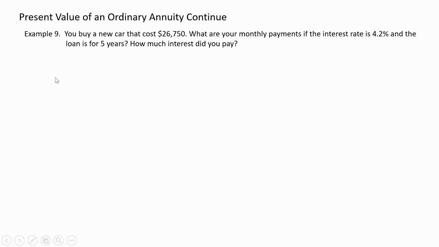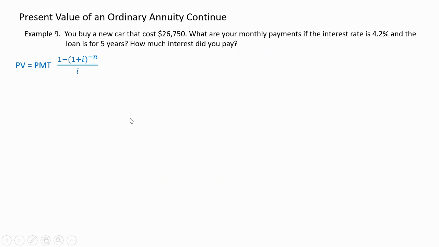Present value of an annuity continues. So here we go. Example 9. You buy a new car that costs $26,750. What are your monthly payments if the interest rate is 4.2% and the loan is for 5 years? And how much interest did you pay?